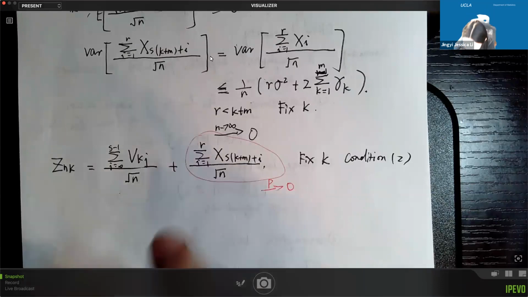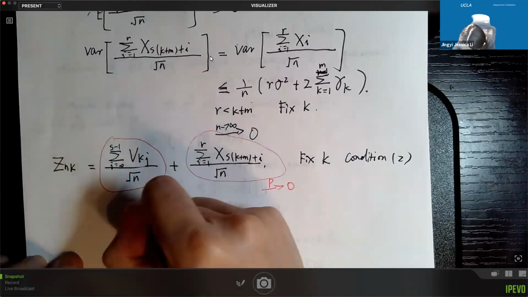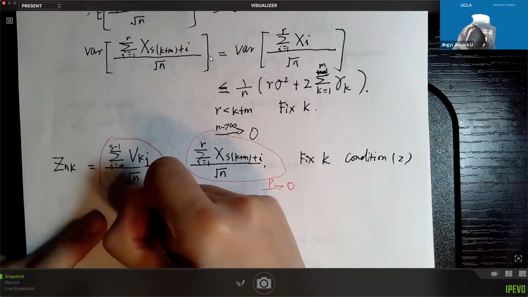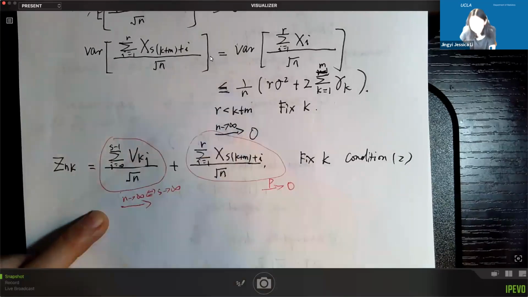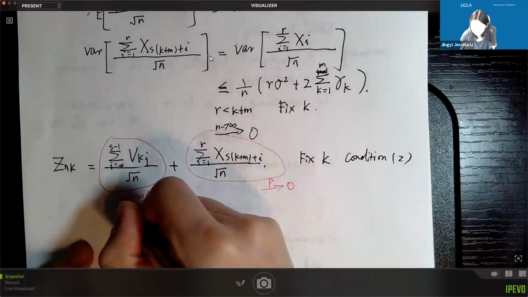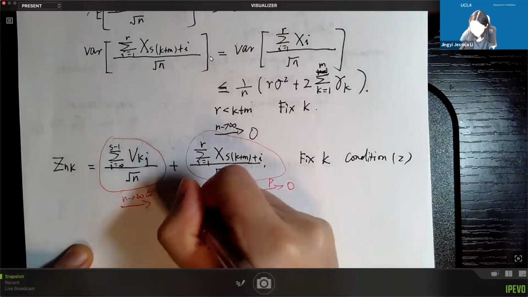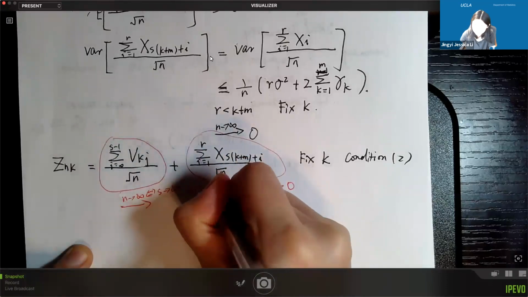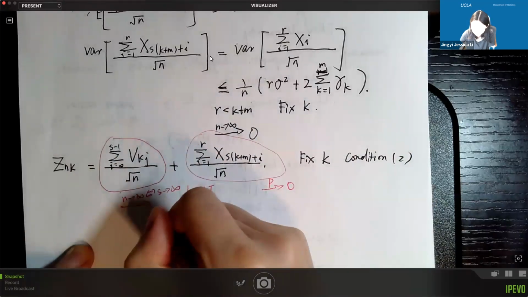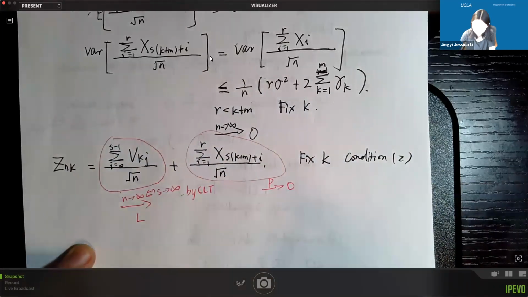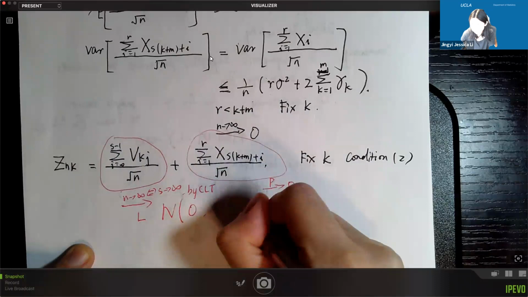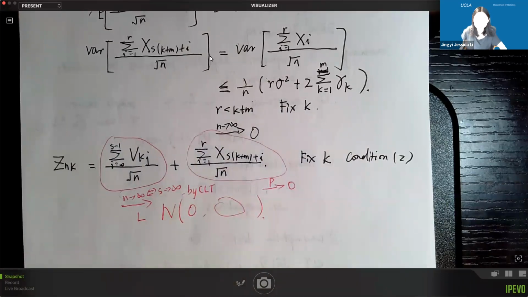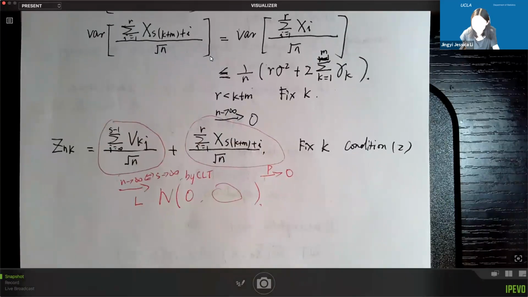And what is that? If I let n go to infinity, then this actually implies s goes to infinity. Then by the central limit theorem, I can have this part converge in law to a normal distribution with mean 0 and some variance. So that's why I'm quite happy about this part. But this is just the idea. I need to write it out further.